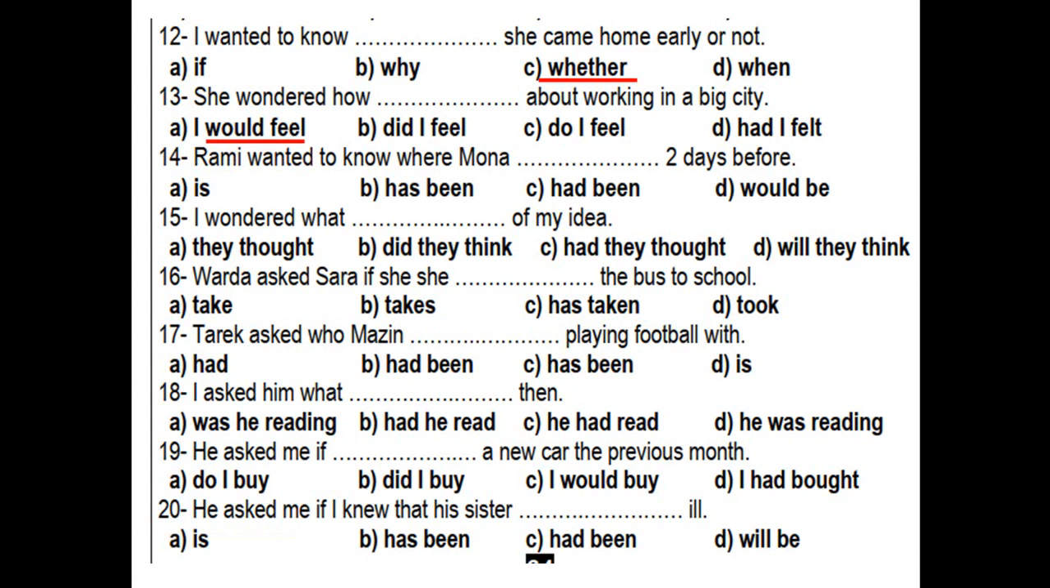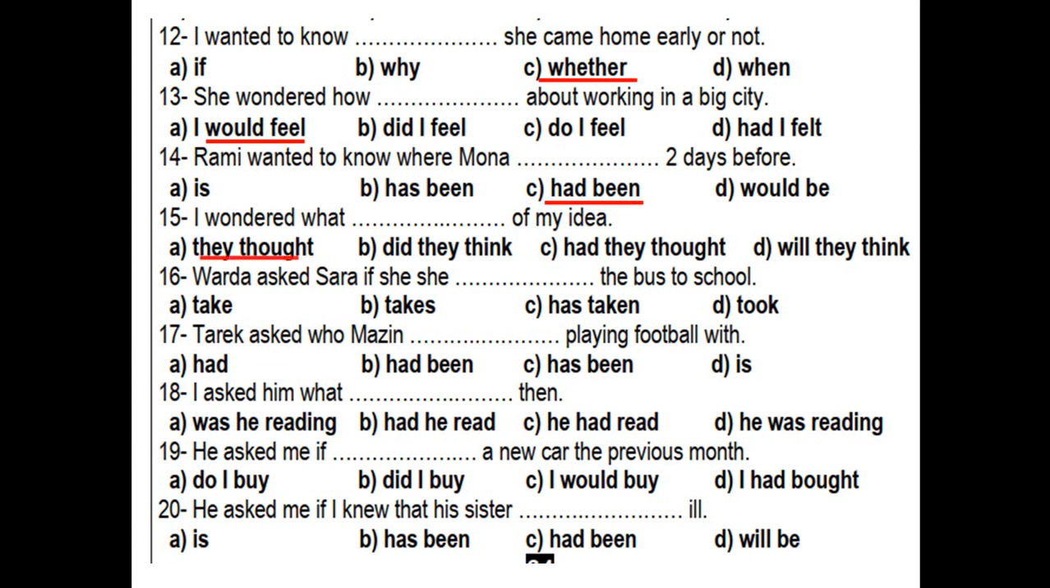Number 14. Rami wanted to know where Mona space 2 days before. Is, has been, had been, would be. Of course it is had been because it is originally 2 days ago. So it was past simple and became past perfect. I wondered what space of my idea. What they thought, what did they think, what had they thought, what will they think. So we avoid all the choices that begin with helping verb. Okay, it remains they thought.